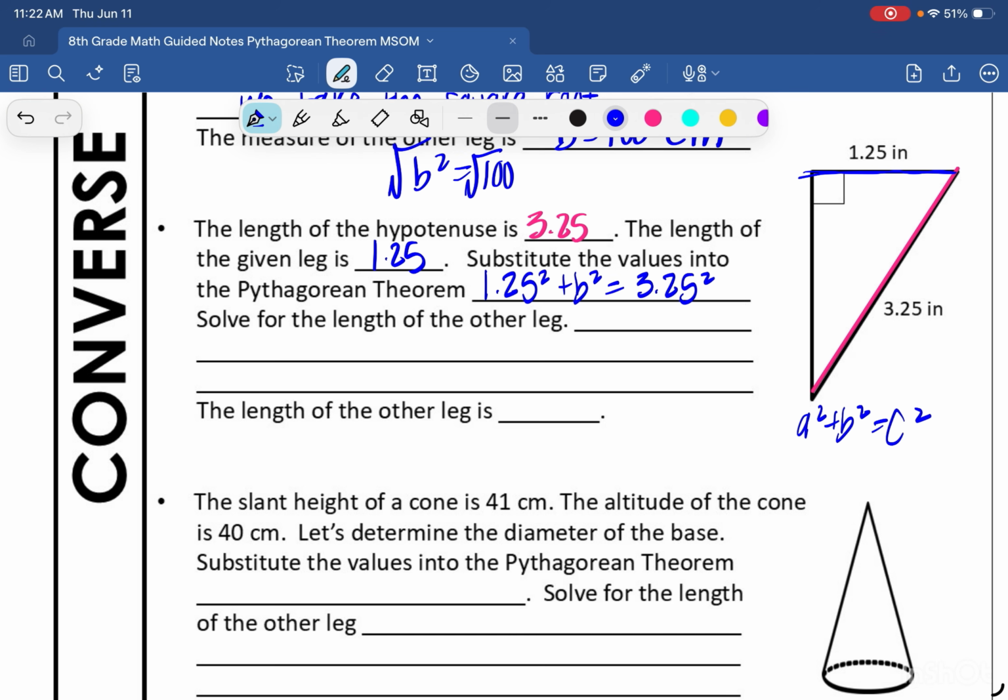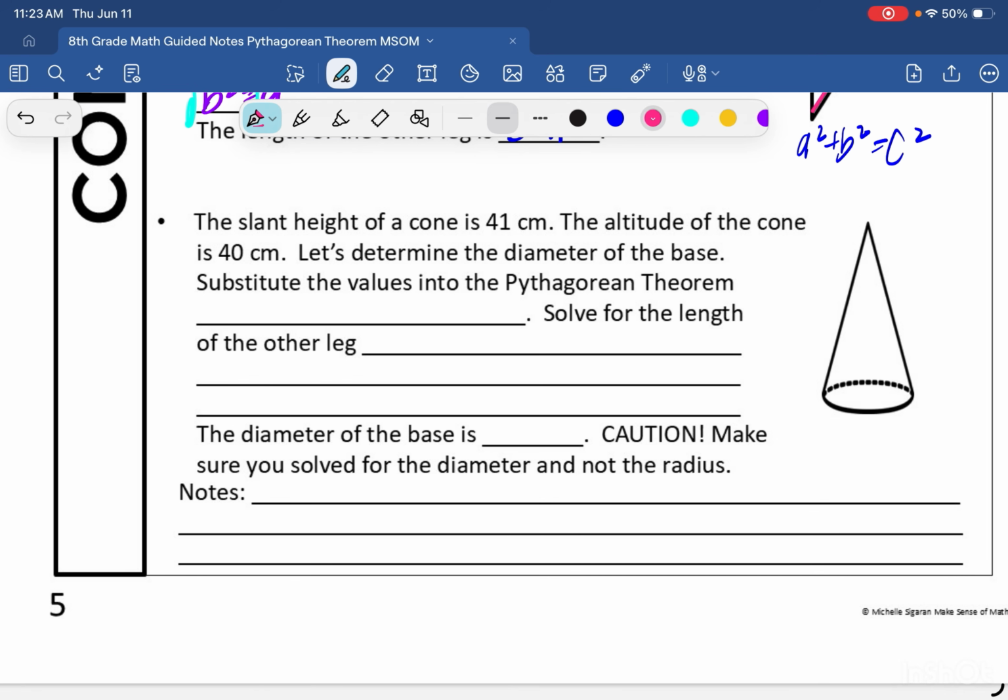Now I need to go through and solve for the other leg. So 1.25 squared gives me 1.5625 plus b squared equals 10.5625. I'm going to subtract 1.5625 from each side. Then I get b squared equals 9. And last step is to take the square root of each side. So that means b equals 3 inches.